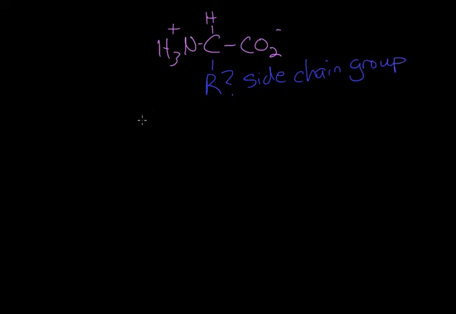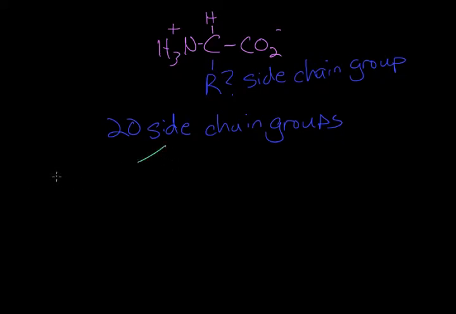Now there are 20 possible side chain groups, giving us the possibility of 20 amino acids. All right. And there's really two major families that help us to break this down. There is our hydrophobic family, and then there is our hydrophilic family.